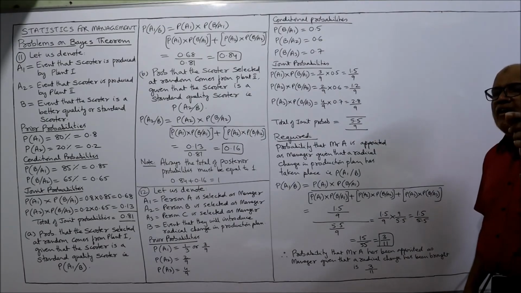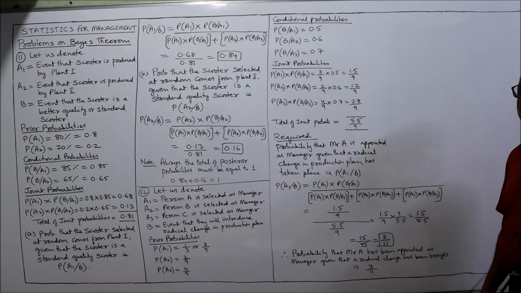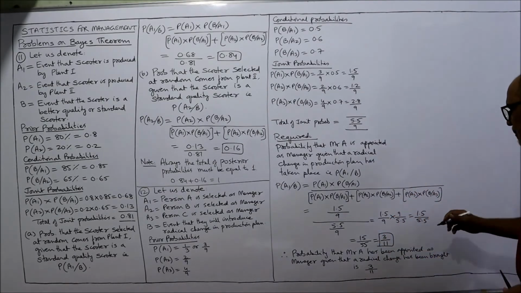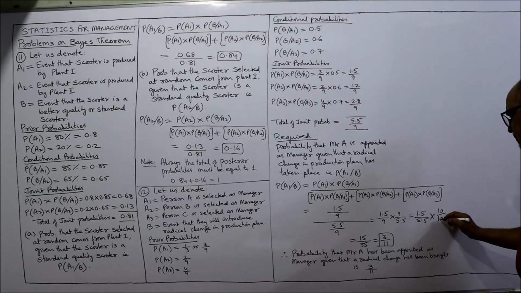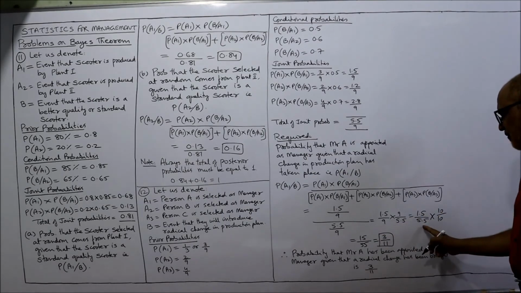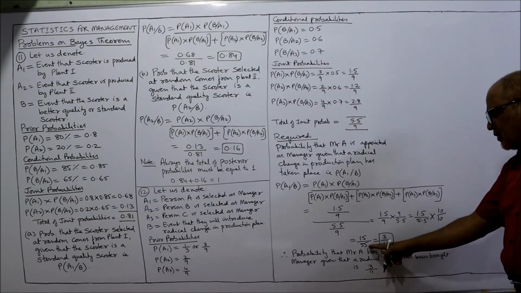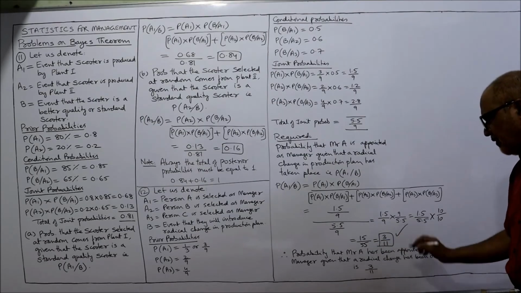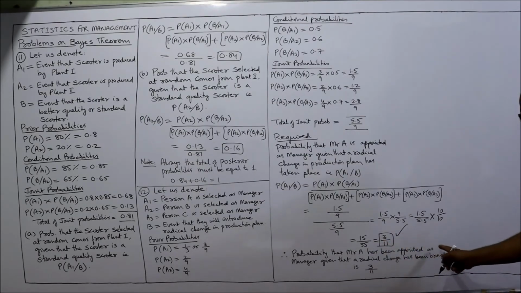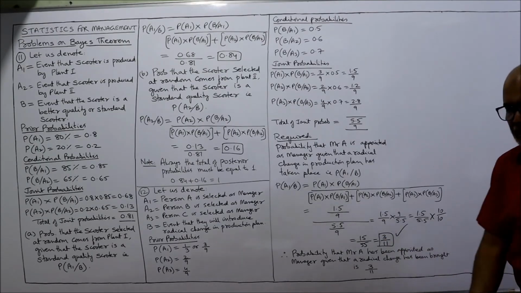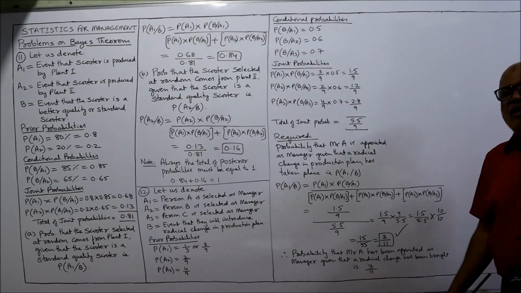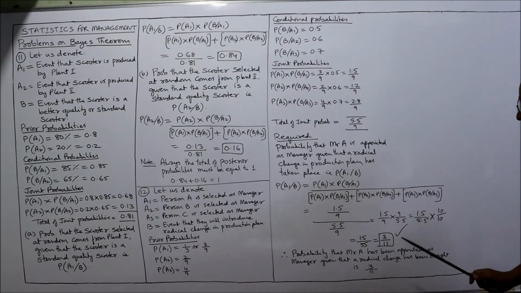If you multiply the numerator and denominator by 10, this will become 15 by 55. I am multiplying the numerator and denominator by 10. So 1.5 into 10 is 15, and 5.5 into 10 is 55. So 5 3s are 15, 5 11s are 55. You will get 3 by 11. The probability that Mr. A has been appointed as manager, given that there is a radical change brought in, is 3 by 11. So 3 by 11 is the probability that Mr. A is selected as manager, given that there is a radical change in the production plan.